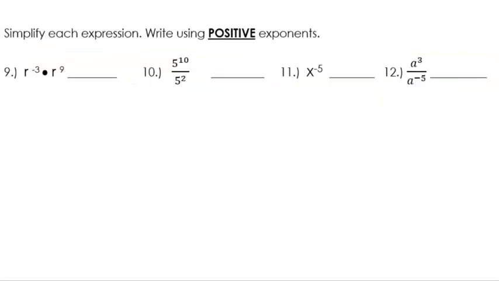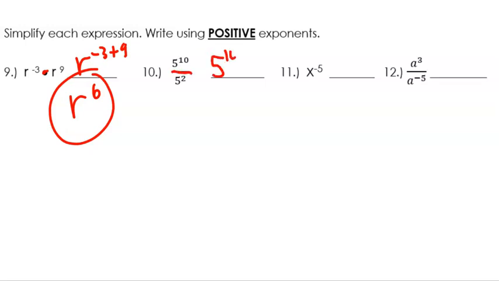Number 9 asks us to simplify each of these expressions, making sure when we're done that all of our exponents are positive. So when we multiply like bases, we keep the base the same, and we add the exponents together. The final answer is r to the 6th. For number 10, when we divide like bases, we keep the base the same and we subtract the exponents. The final answer is 5 to the 8th.